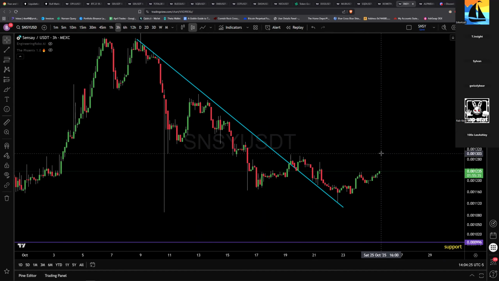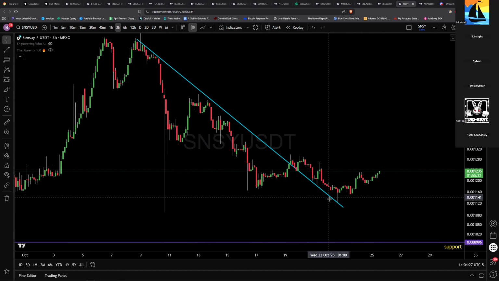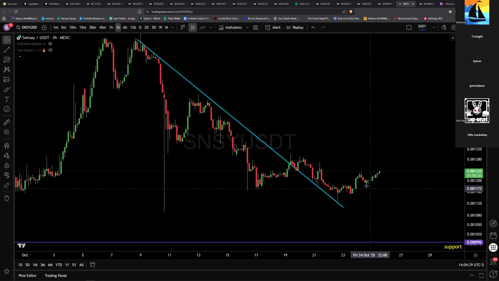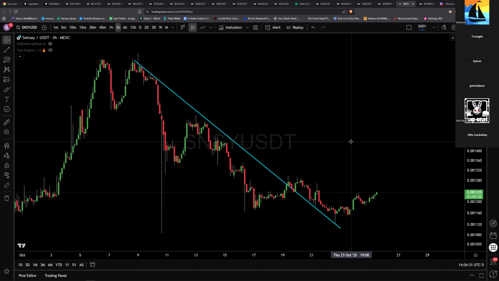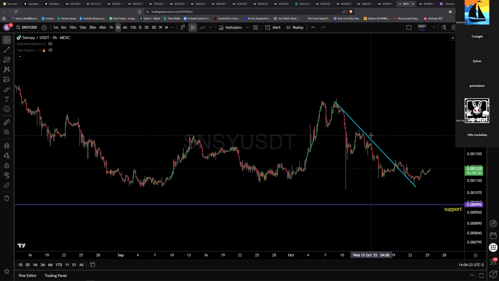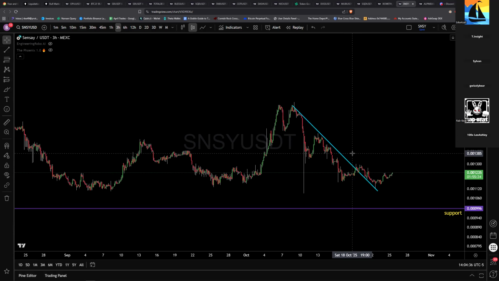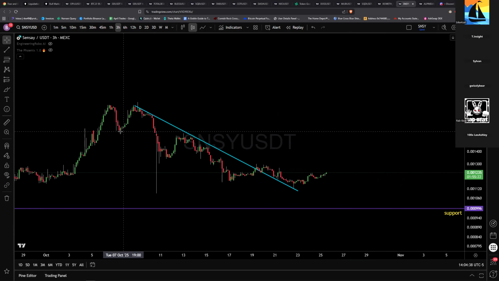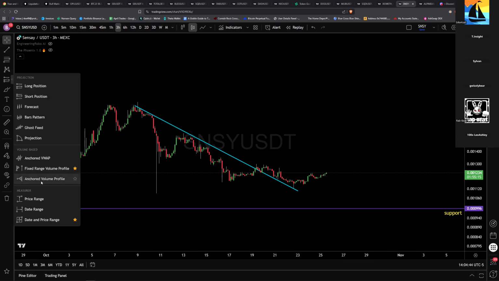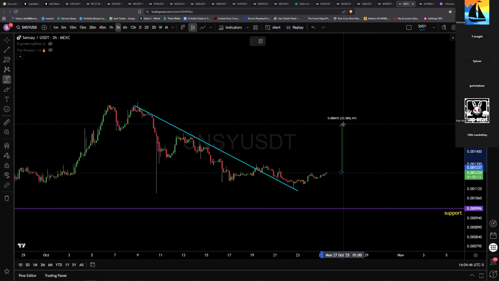Okay, so I think this one's going up. I really do. You've got an inverted head and shoulders here. There's your right shoulder. Target, I'm not sure though. Maybe up to here where this order block is, 0.0016. That would be what? Yeah, a 30% move.